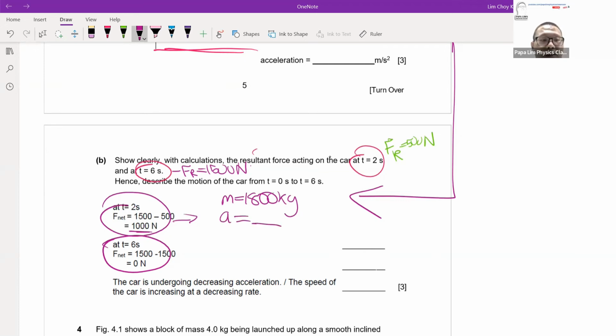Same thing at 6 seconds, the resultant force is 0. It will mean that the acceleration at 6 seconds is 0 meter per second squared, or what we call constant speed.